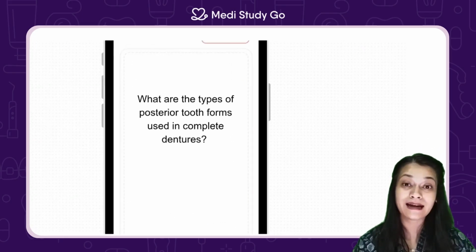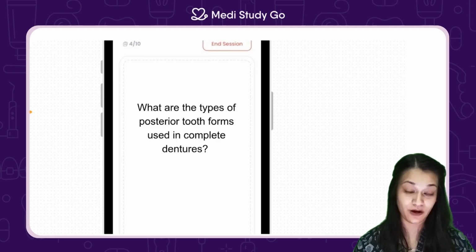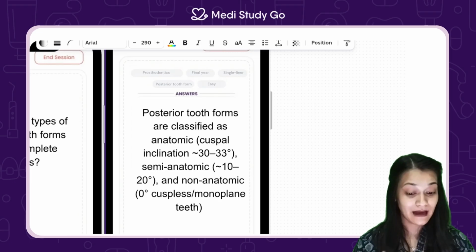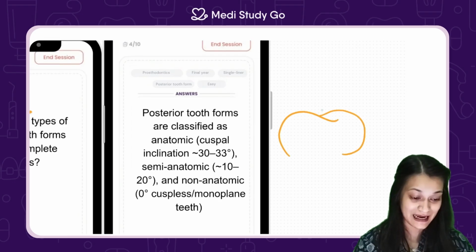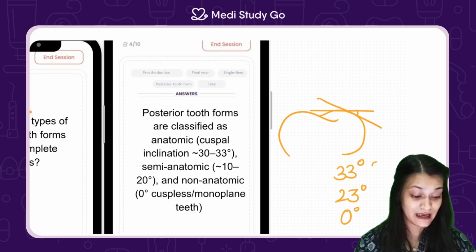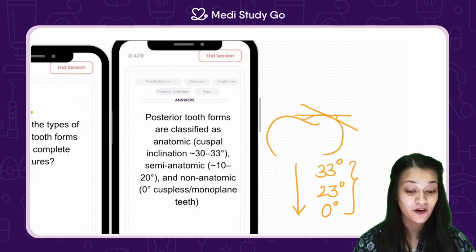Let's just take a look at your flashcard. What are the types of posterior tooth forms used in complete denture? We have just studied about it. There are 3 types: the semi-anatomic, anatomic, and non-anatomic. So let me just quickly draw a diagram for you to understand it better. If I have this inclination and the angle between them, it can either be anatomic by 33, semi-anatomic by 23, and 0-degree, which means non-anatomic. And as the degree decreases, it becomes non-anatomic or cuspless.